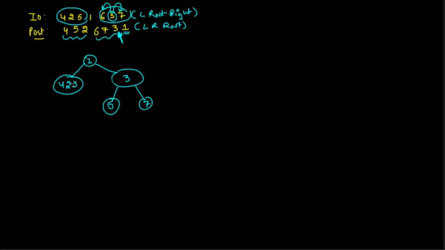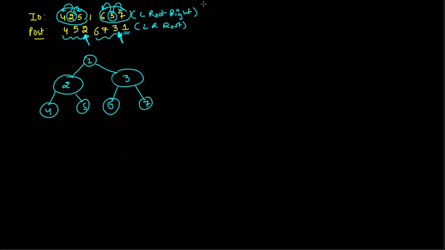Now in this 4, 2, 5 you can see in the post order this 2 is in the rightmost part. That means 2 is the root. So if 2 is the root, then you can see what the left part is for this and what the right part is for this. In the left part we are going to get 4, in the right part we are going to get 5. So that means this is the given tree.